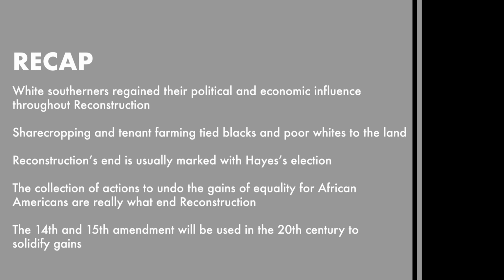Alright, so here's the recap. White Southerners regained their political and economic influence after Reconstruction. Sharecropping and tenant farming tied blacks and poor whites to the land. Reconstruction's end is usually marked with Hayes's election. The collection of actions to undo the gains of equality for African Americans are really what ends Reconstruction, and the 14th and 15th Amendments will be used in the 20th century to solidify gains on equality.